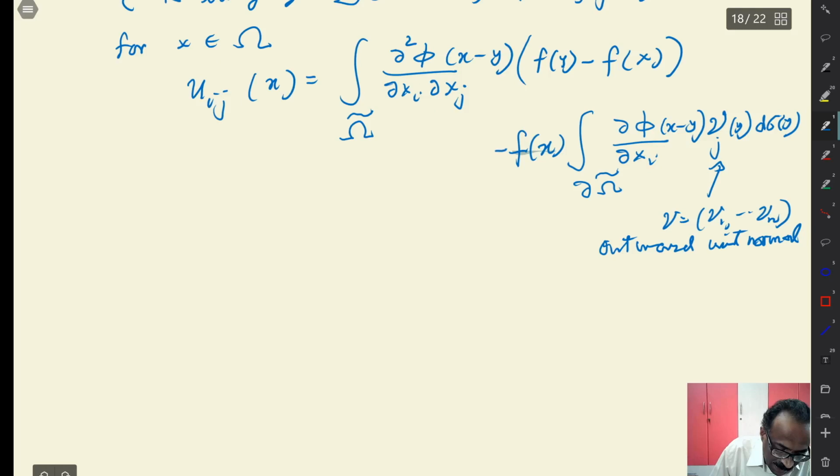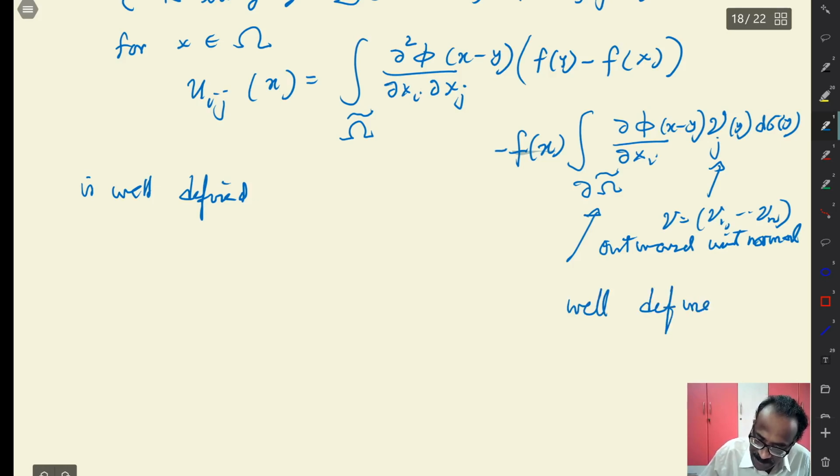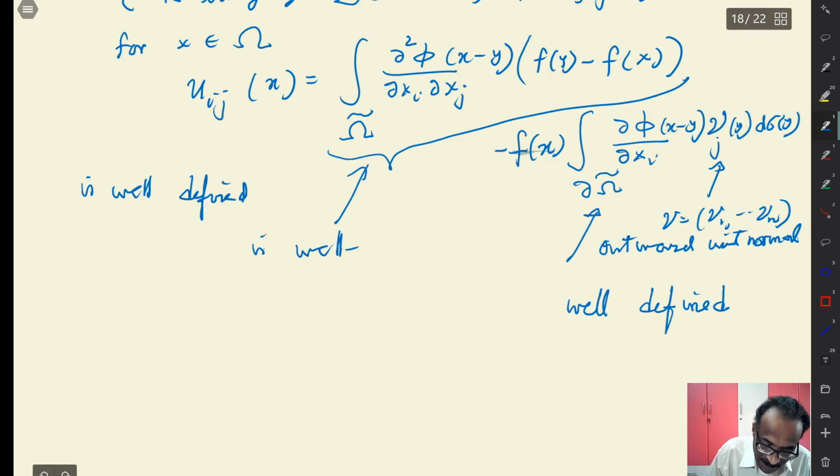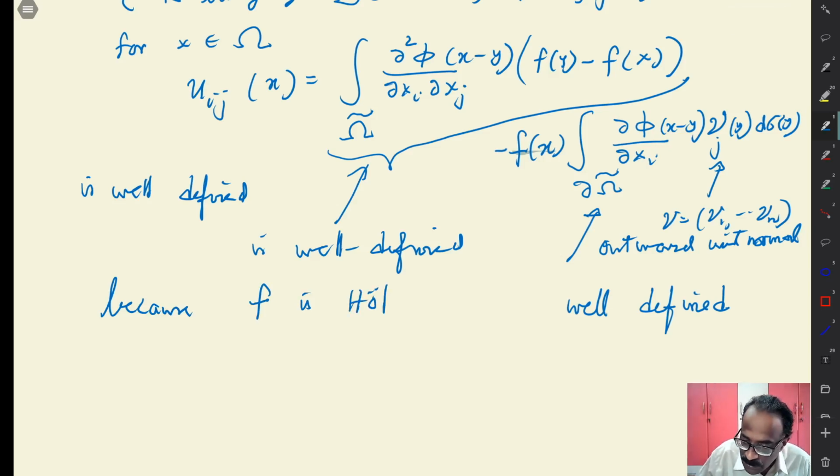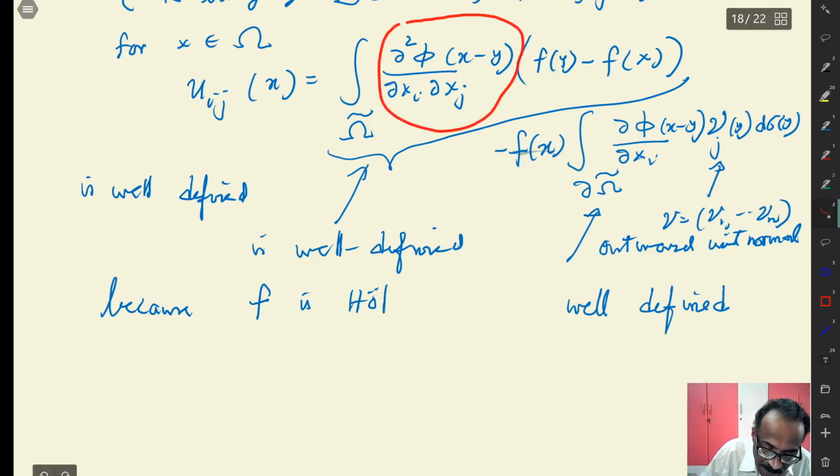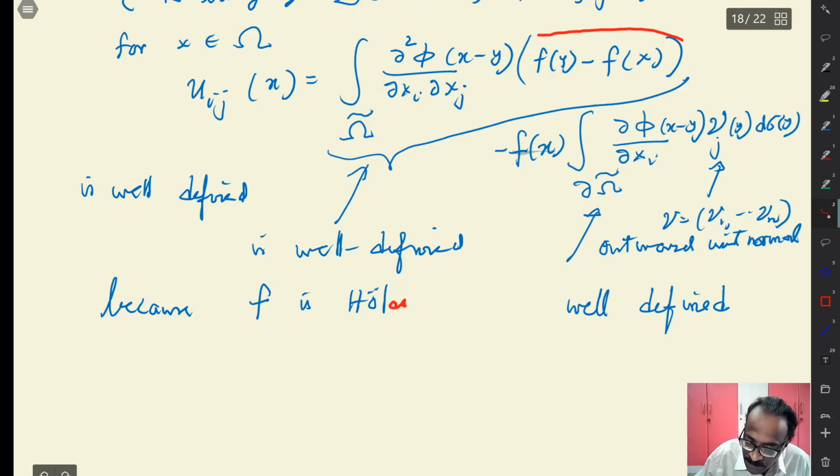Now look at the terms here; this is well defined. Why is it well defined? There is no problem on the boundary, because the singularity is only at x equal to y, and dv by dx_i is locally integrable. Here the second derivative is not locally integrable, but given yesterday's remark it is well defined, because f is Hölder continuous. There is a lack of local integrability here, but that is taken care of by the Hölder continuity. Yesterday we have seen that. Of course, f is bounded.